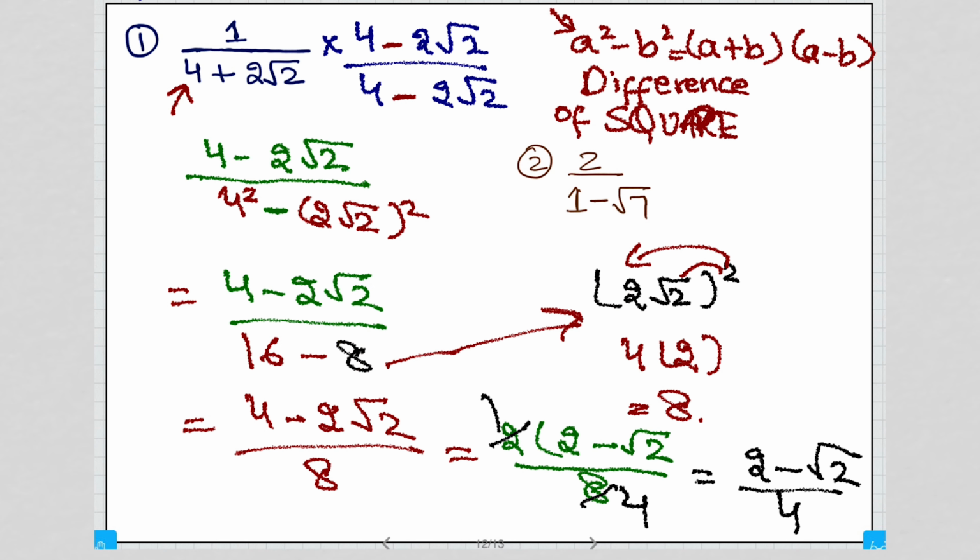So what I've done, I've used the difference of squares in this one. We square the first term, 4 squared, then write the minus sign, then square the second term, 2 root 2 squared. After that, all I did is simplify it. 4 squared is 16, 2 root 2 squared is 8. That's how I've shown you the working of it. After that, all you need to do is basic algebra, just simplify everything.